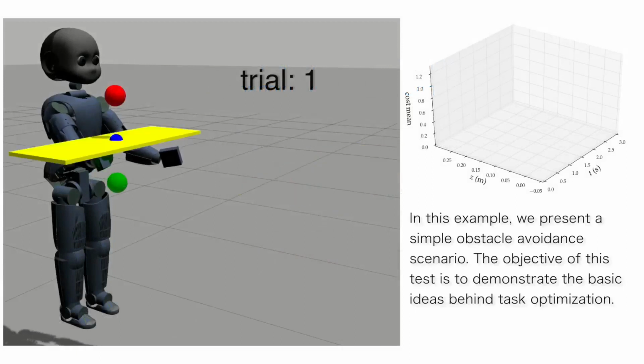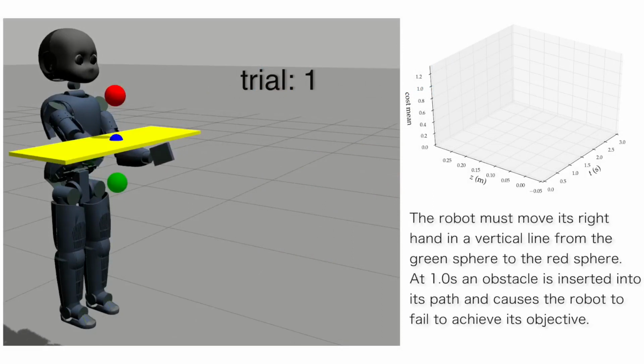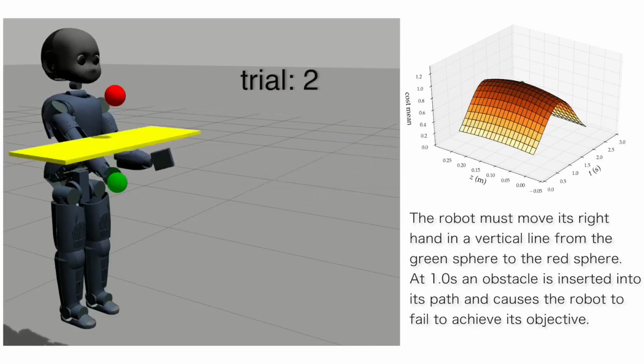In this example, we present a simple obstacle avoidance scenario. The objective of this test is to demonstrate the basic ideas behind task optimization. The robot must move its right hand in a vertical line from the green sphere to the red sphere. At 1 second, an obstacle is inserted into the path and causes the robot to fail to achieve its objective.